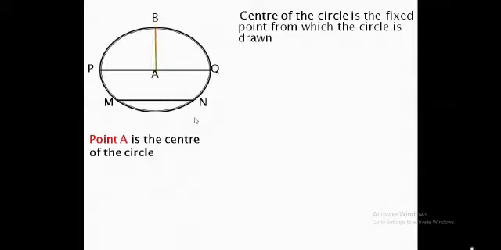Next, you can see the yellow line, that is BA. You can draw the line from the center to anywhere, but it should touch the circumference of the circle. Now what is BA? BA is the radius of the circle. You have learnt in 4th standard how to draw a circle. So BA is the radius of the circle.